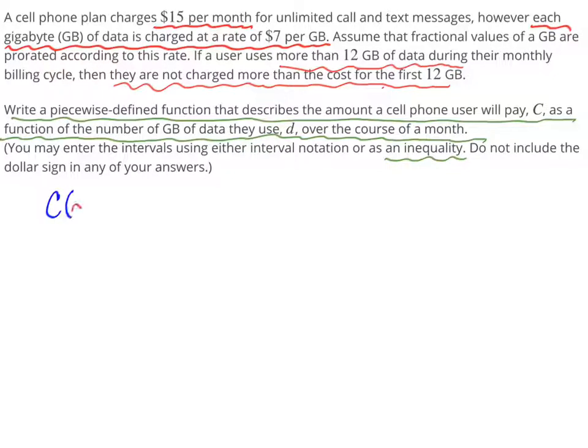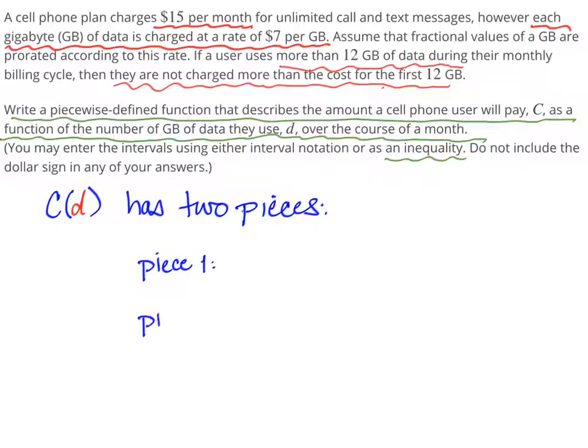So let's set things up. C of D is going to have two pieces, piece 1 and piece 2. This is our table, and those are the rows in our table. The columns are going to be the rules followed by the pieces of the domain. So we're going to write down a rule and the piece of the domain that rule applies to. The domain is easy. The first part we can do.